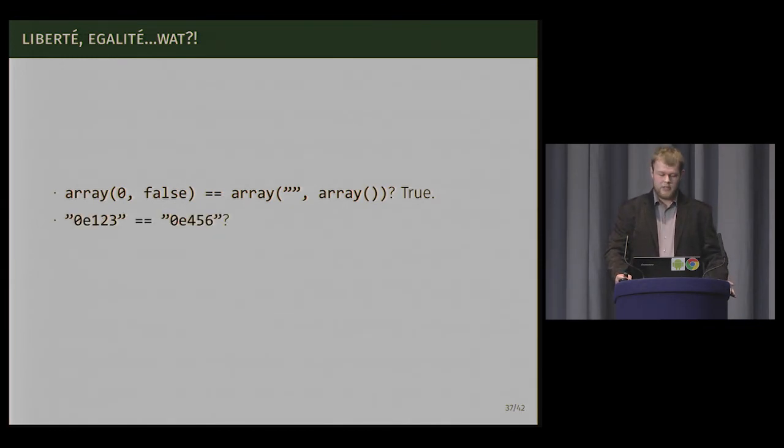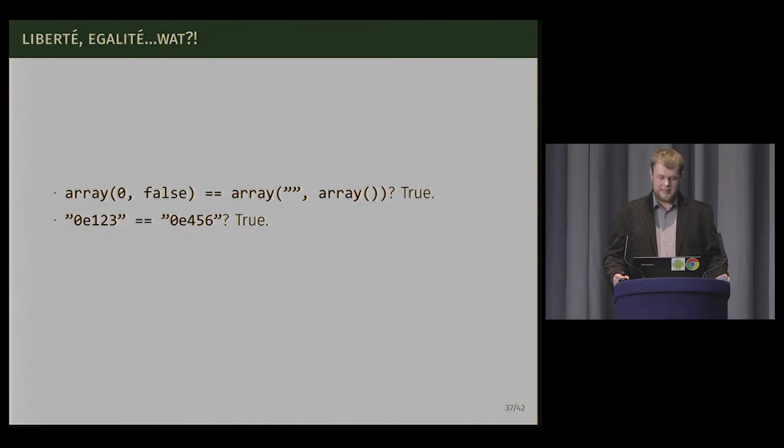Now those two, strings containing 0e123 and 0e456. Equal or not? Obviously equal. If they weren't, it wouldn't be worthy of this talk. Why are they equal? Because they are converted to numbers before the equality is checked. And both those strings actually have a scientific notation in them that evaluates to 0 in both cases. So both those strings evaluate to 0 as integers, so they are equal, obviously.